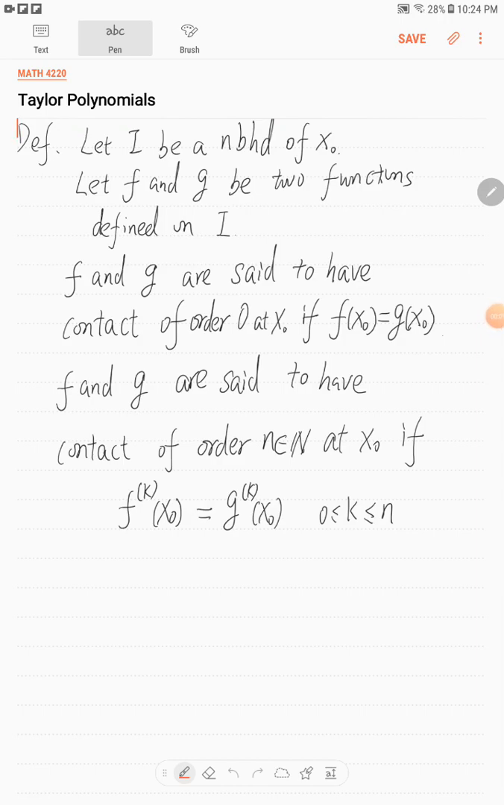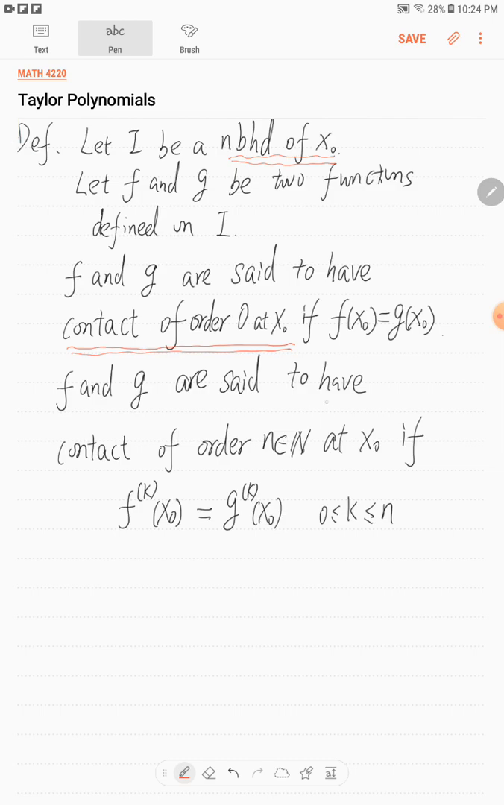Now we want to look at the topics about the Taylor polynomials. First, let's look at some definitions. Let I be a neighborhood of x sub 0, and f and g are two functions defined on I. Then f and g are said to have contact of order 0 at x sub 0 if f of x0 equals g of x0.